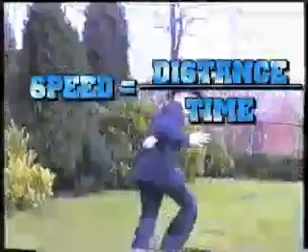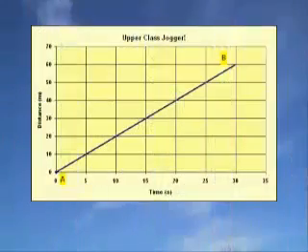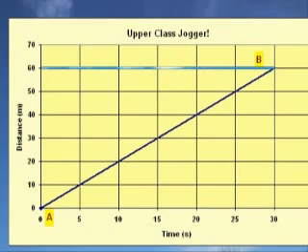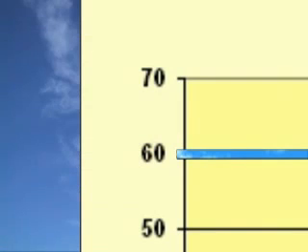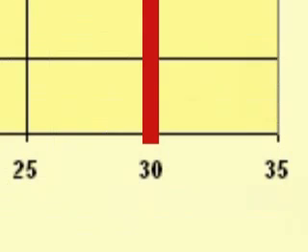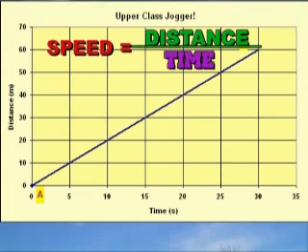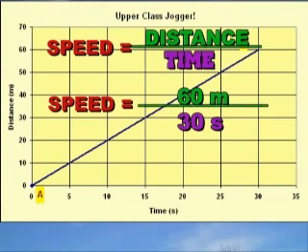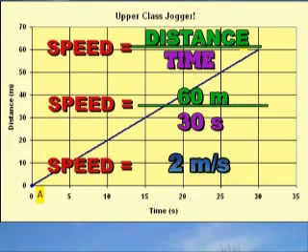Well, we have to remember that speed equals distance divided by time. To calculate the jogger's average velocity, we first read the distance, that's 60 meters, then the time, that's 30 seconds, and then we simply put them in the formula. Speed equals distance divided by time, so that's 60 meters divided by 30 seconds, and that gives an answer of 2 meters per second, showing full working out, don't forget that.